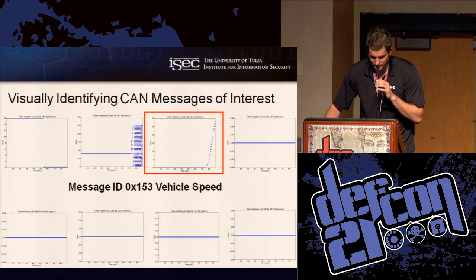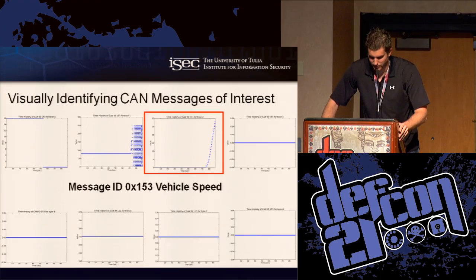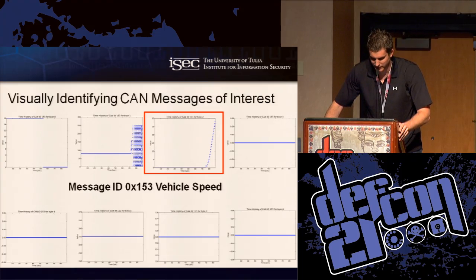So back to the method of visually identifying CAN messages of interest based on plotting the data on a graph. If we're interested in vehicle speed, we started to play with suspect message IDs, and then for each byte offset in the payload, we would plot the data until we saw something indicative of vehicle speed, such as the third one right here.